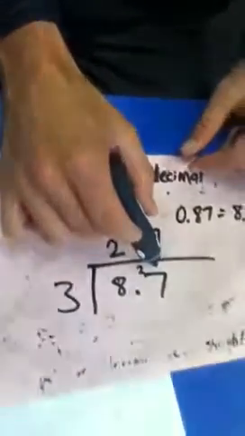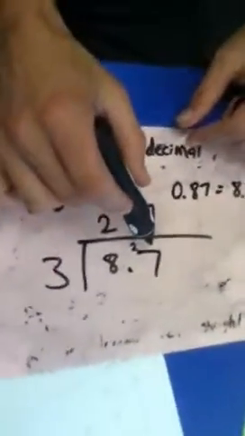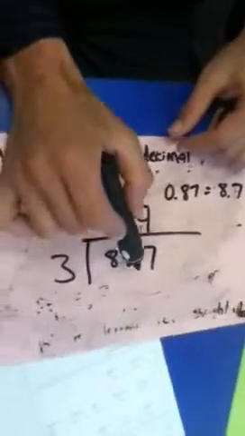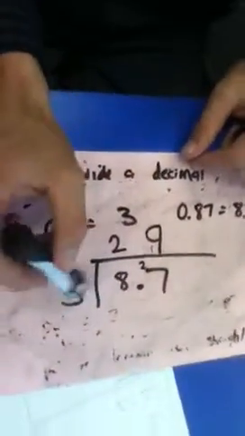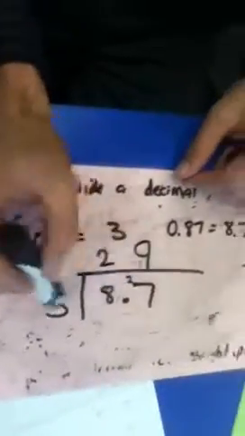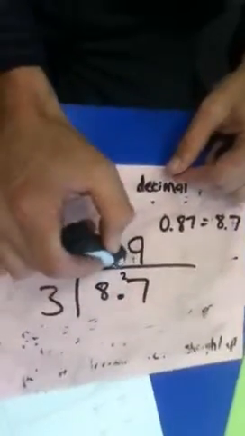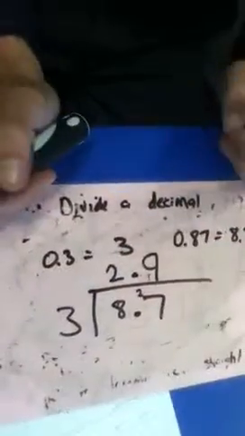3's into 87. Yep, no, it's 8.7. Oh, I was doing it differently. Yeah, I did it that way. But yeah, 3's into 8 goes twice with 2 left over. 3's into 27 goes 9 times, and you put the decimal point straight up. So therefore the answer is 2.9.